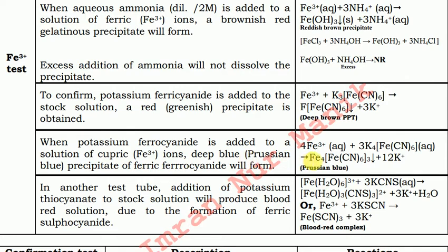Finally, if we add potassium thiocyanate in a solution containing ferric ion, then a blood red color is formed due to the formation of ferric sulfocyanide.